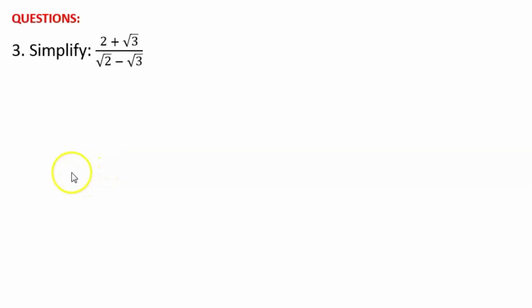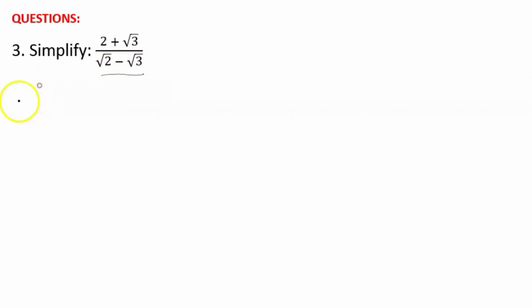This is question 3. The question says 2 plus root 3 divided by root 2 minus root 3. So we have to simplify. So how do we simplify this? I told us you just check the denominator, then you find the conjugate of the denominator, and you use that conjugate to multiply the numerator and the denominator. The target is to remove irrational numbers from the denominator.